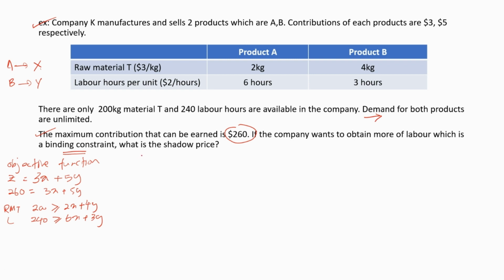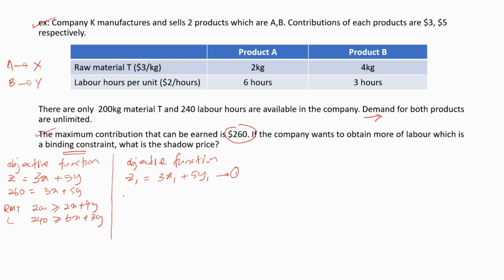Shadow price happens after the optimum solution is implemented. And now what we have to do is calculate the shadow price. So all the equations here will be different for the shadow price. Now the company is going to obtain an additional unit of labor. So now let's construct the new functions. The maximum contribution that can be earned will be different now. So this is Z1 is equal to 3x1 plus 5y1. This is the first equation.